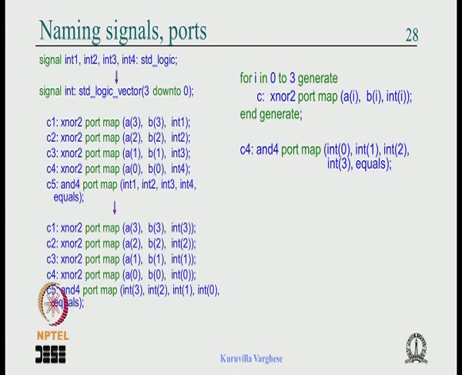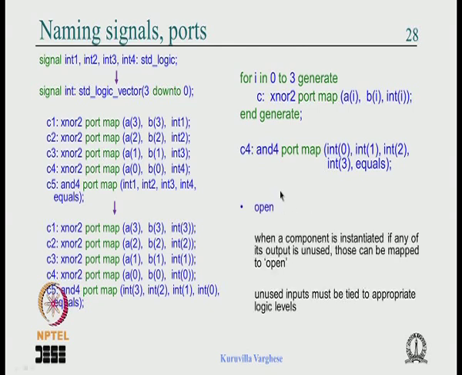And one more thing about instantiation: suppose you are instantiating a component and one of the outputs is not connected. For example, take an equality comparator with 3 outputs, one for equal to, one for greater than, one for less than, and we are using only equal to in the instantiation. Then for the greater output and less output, since they are not used, you have to say open.